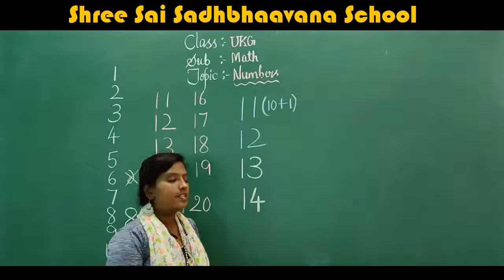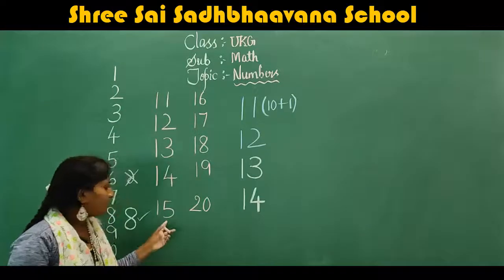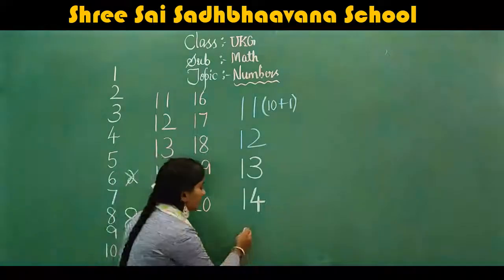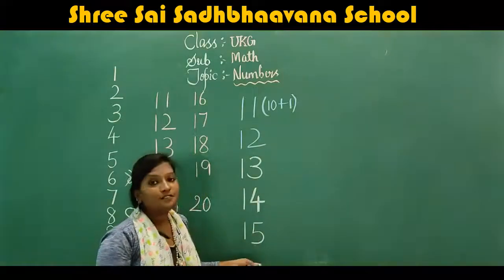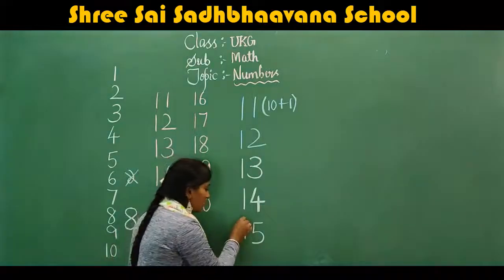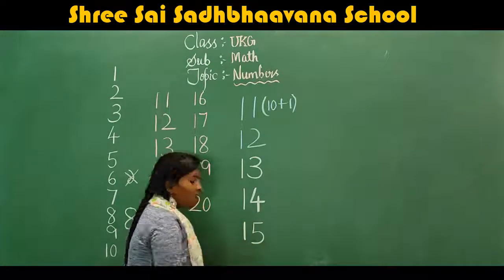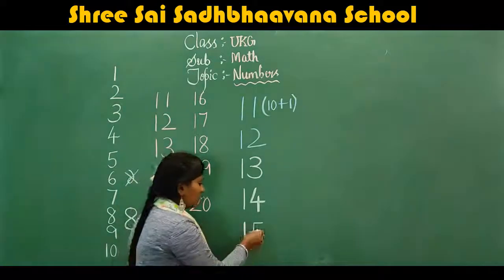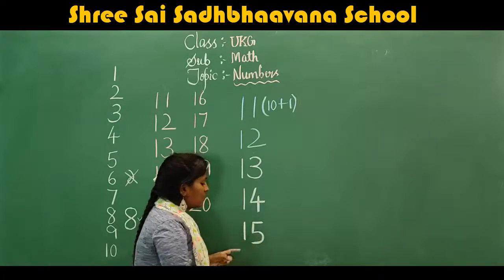After 14, number 15. Right, children? Then how to write number 15? Yes, 1, 5, 15. This is number 1, one standing line. It's called number 1 and 5. What do I need to write for number 5? Yes, children, see here: one sleeping line, a standing line, and a left curve.